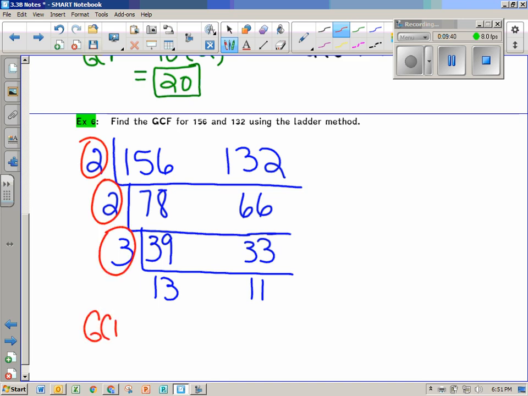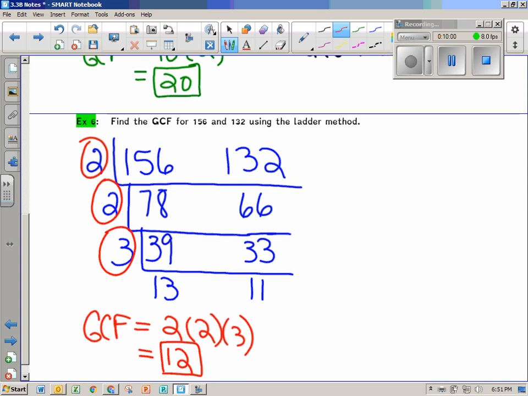So the GCF is 2 times 2 times 3. 2 times 2 times 3 is 4 times 3, which is 12. If you want to put the interim step of 4 times 3, that's great. It's not really necessary here.